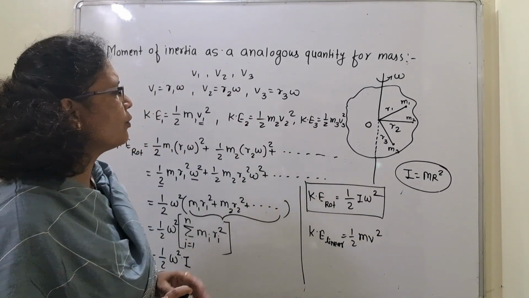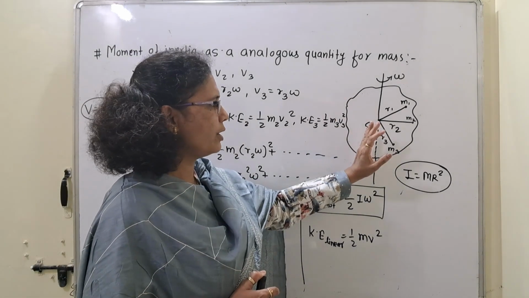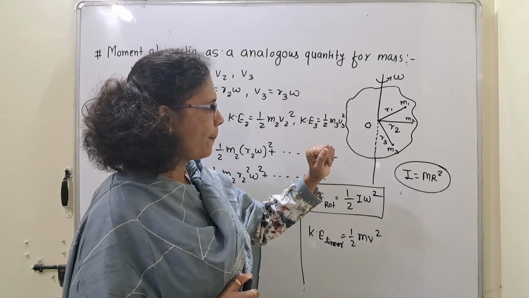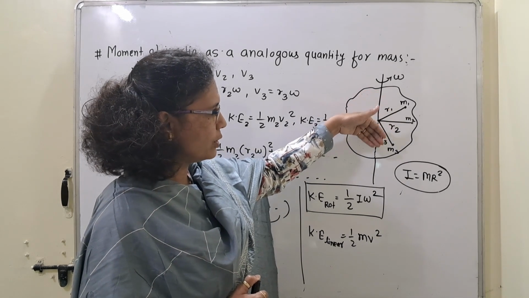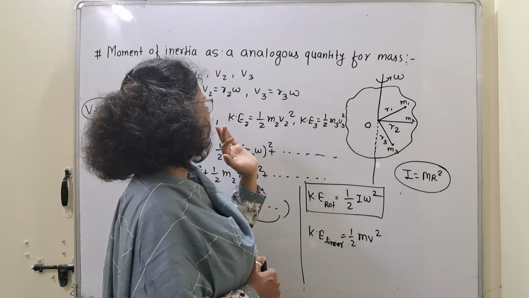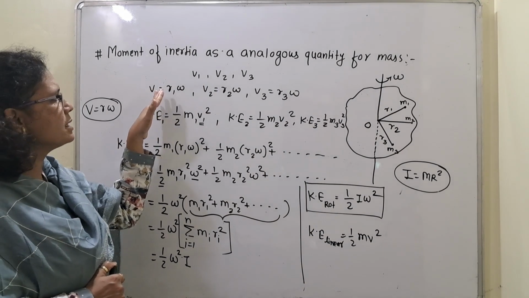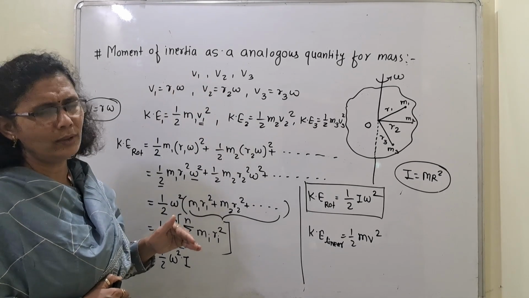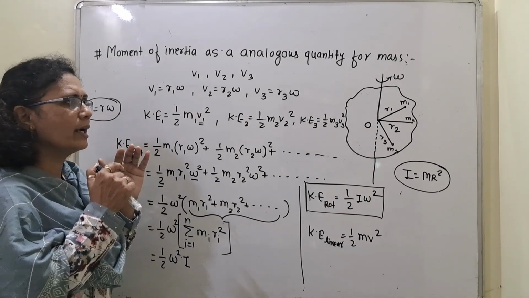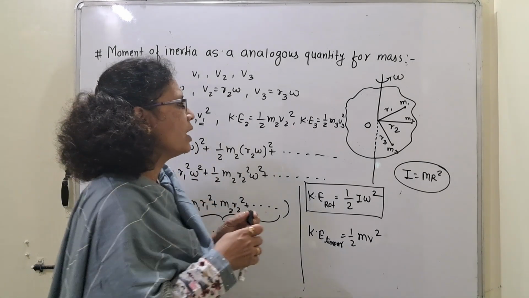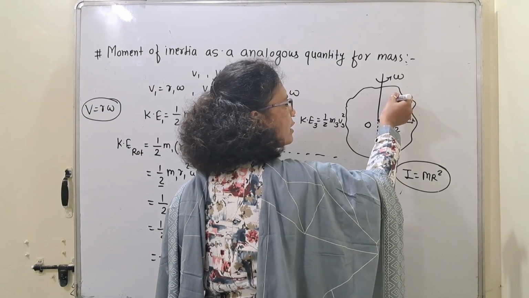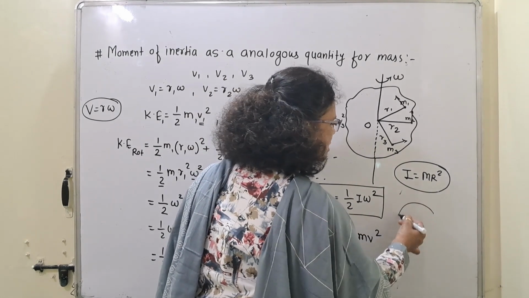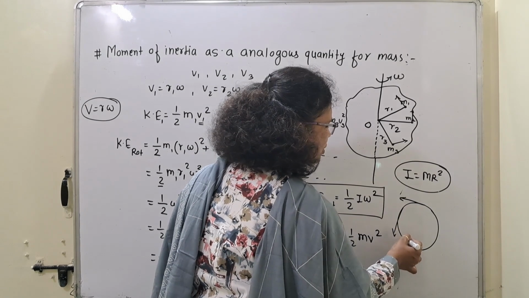You got this derivation? See what we have done here. We considered one rotating body with angular velocity omega. This is the axis of rotation about which it is rotating. Then we considered three masses, m1, m2, m3, present at distances r1, r2, r3 from the axis of rotation. Linear velocity is given by v is equal to r omega. Therefore, v1 is equal to r1 omega, v2 is equal to r2 omega, and v3 is equal to r3 omega. If this body is rotating, the linear velocity is tangential, and every time its direction changes.